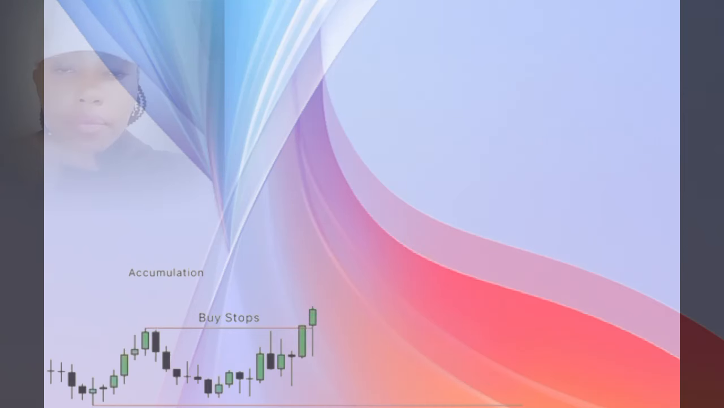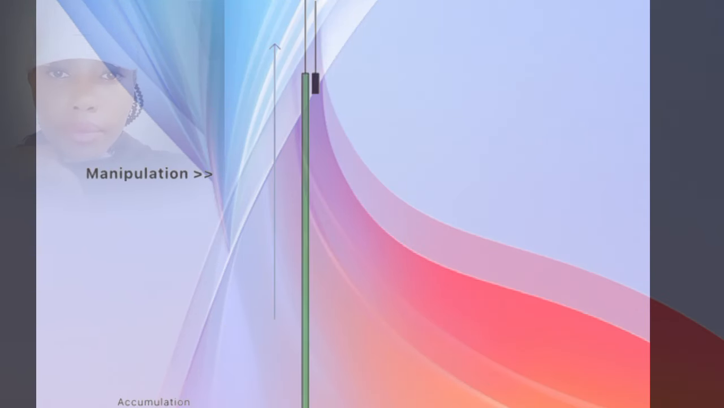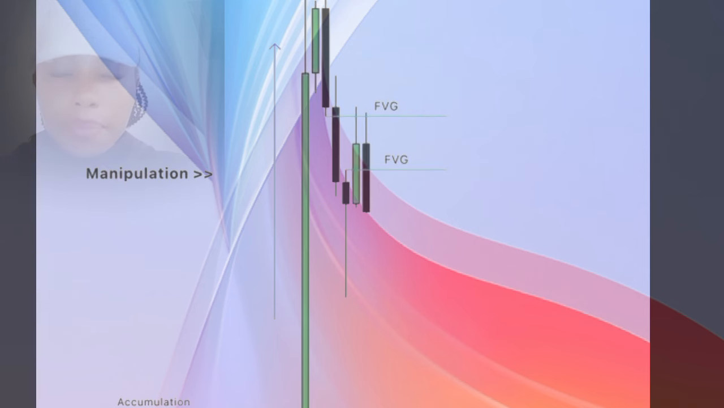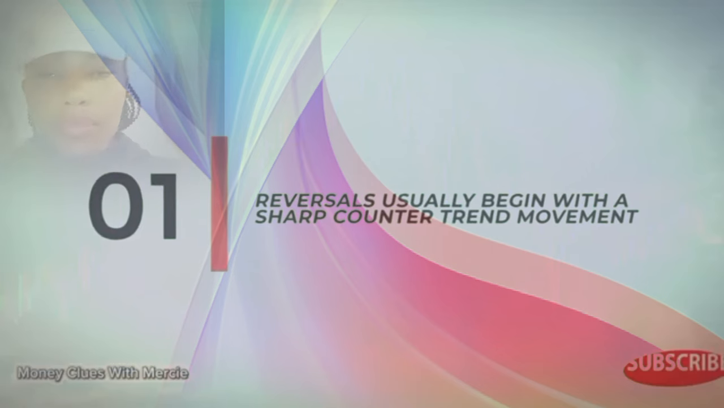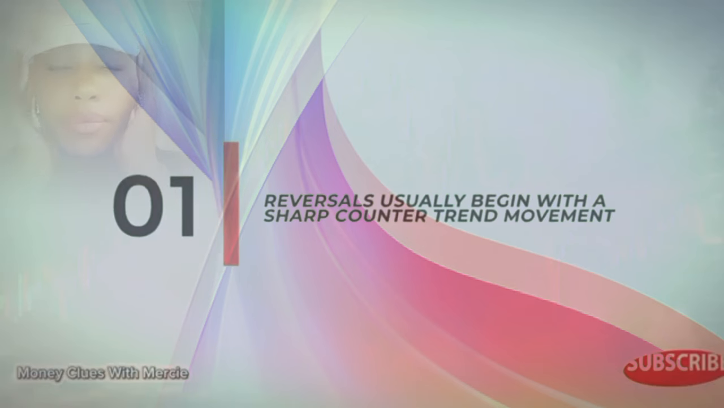Traders. Before you start trading price action, please know these secrets about price action, and in future, you will not need any indicator at all. Number 1. Reversals usually begin with a sharp counter trend movement.